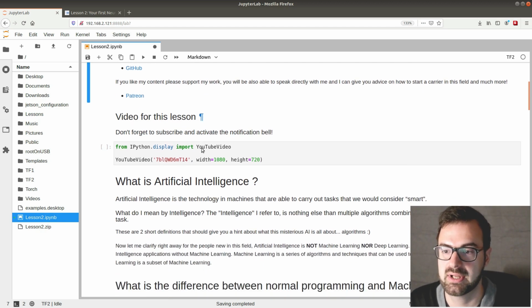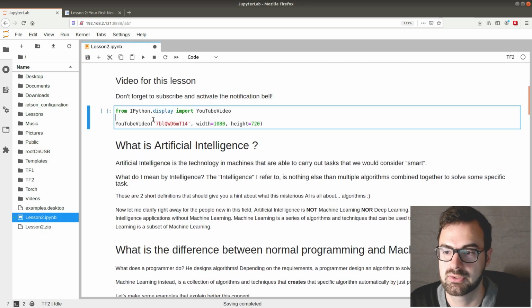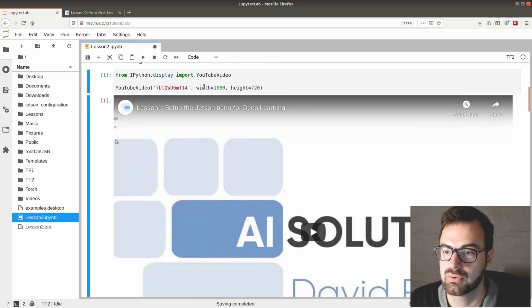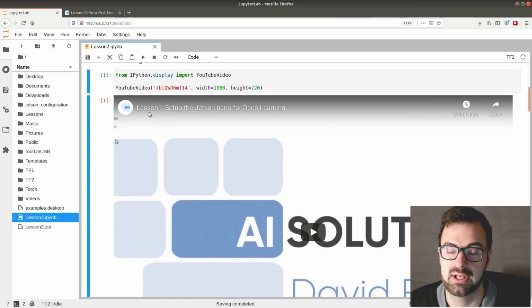So let's start with the video of this lesson. You can see this block of code. If we execute it, Control Enter, it is going to show the YouTube video. In this case, it's showing lesson 1. Lesson 2, as soon as I upload it, and I will change this file again. So for you guys, when you download it, you will be able to see the actual lesson 2.